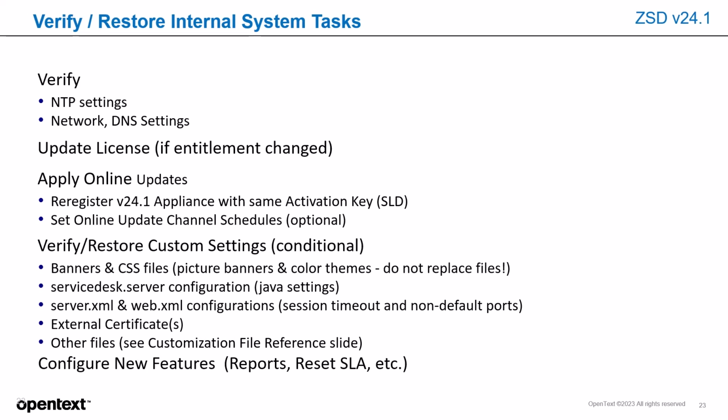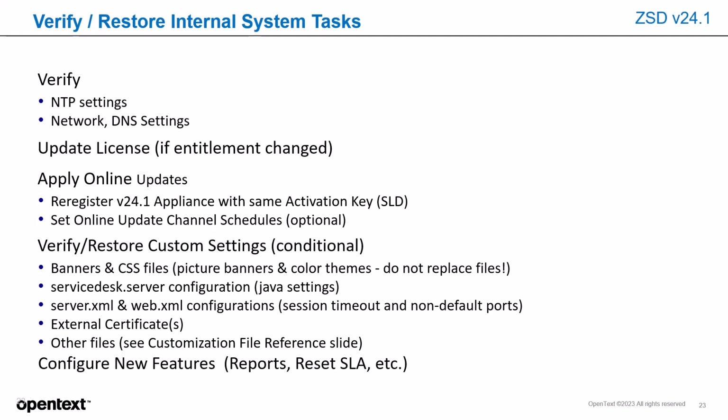Apply the online updates. In order to do that, you'll need to re-register the 24.1 appliance with the same activation key, which is found in SLD, and then set any online update channel schedules if you want. You want to verify and restore custom settings. This is obviously conditional if you have custom settings.